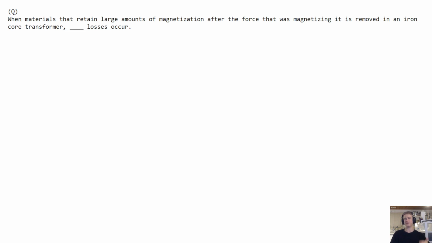Next, when materials that retain large amounts of magnetization after the force that was magnetizing it is removed in an iron core transformer, blank losses occur? And this would be hysteresis losses occur.